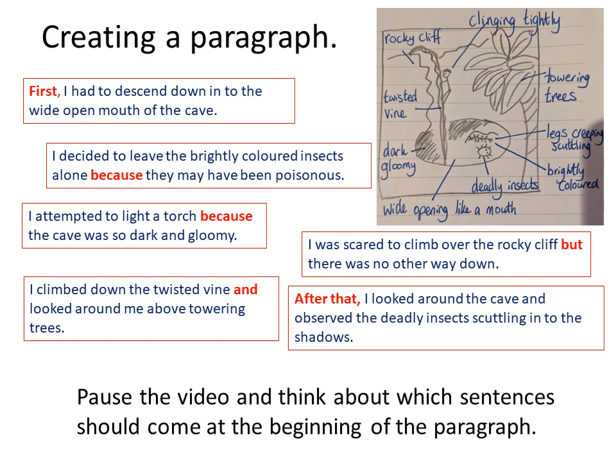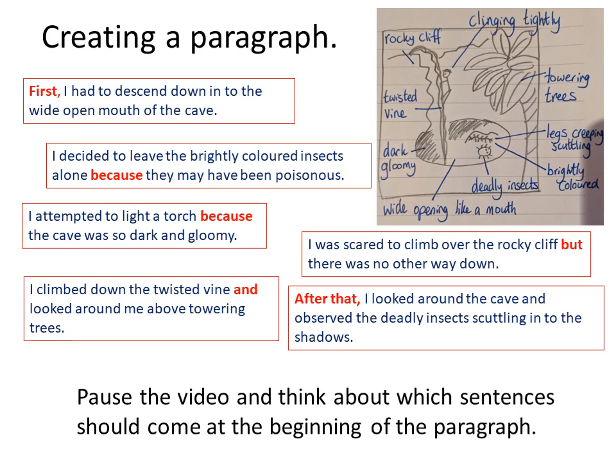Now you might only have one sentence to match up with one picture. In that case, you're going to need to write some more sentences. But I think I might have enough sentences for this picture, so I'm going to put them in the right order. Now pause the video and think about which sentences should come at the beginning of my paragraph. You're going to need to read all of them and think about which ones would come first.